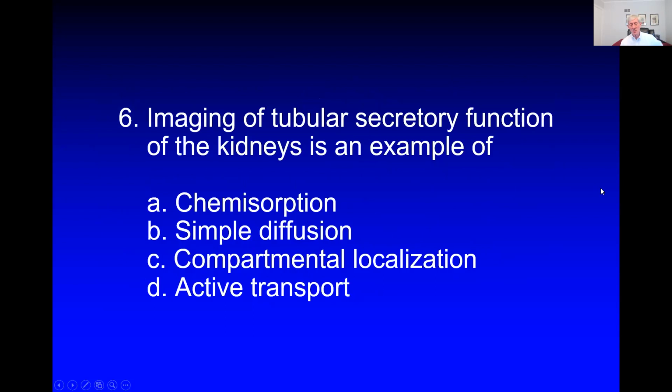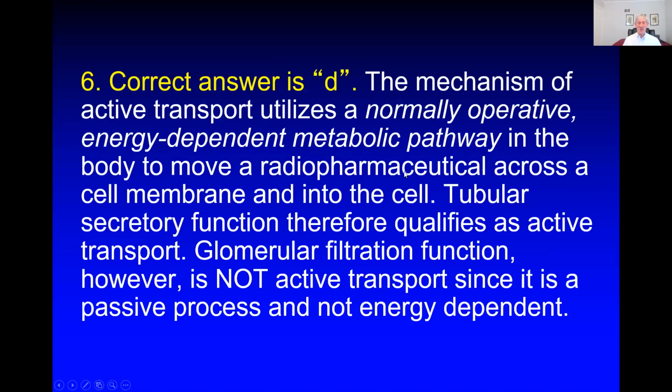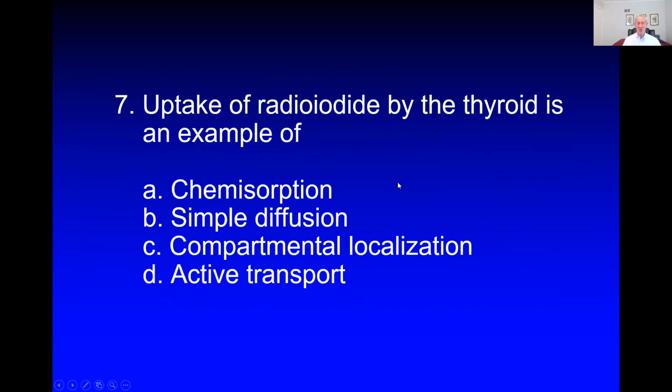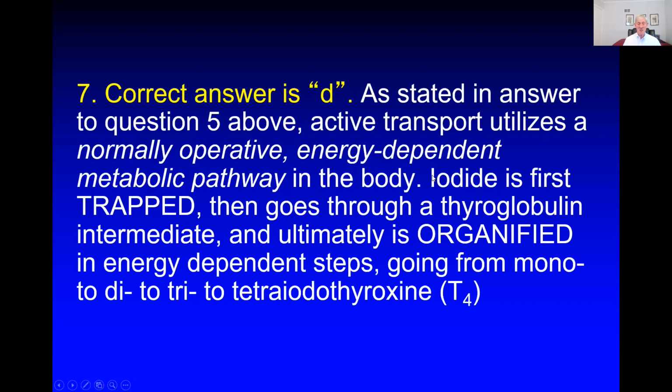Imaging of tubular secretory function is an example of, now keep in mind that's MAG3, D. That happens to be the only renal agent that undergoes active transport. Uptake of iodide by the thyroid is an example of D, active transport. Remember, it goes from mono to di to tri to tetra. Those are energy dependent steps.